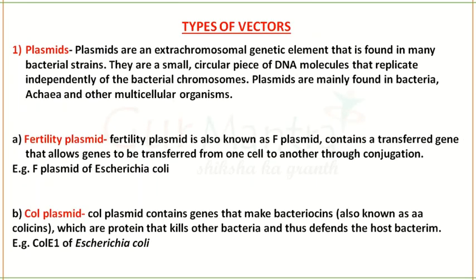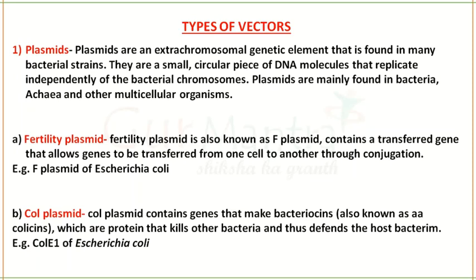So now we are going to learn about the types of vectors. Okay, the first one is plasmids. Plasmids are basically extra-chromosomal genetic material found in bacteria. This you all know. They are very small, circular, and can replicate independently without the help of the bacterial chromosome, and they are mostly found in bacteria, archaea, and some multicellular organisms.